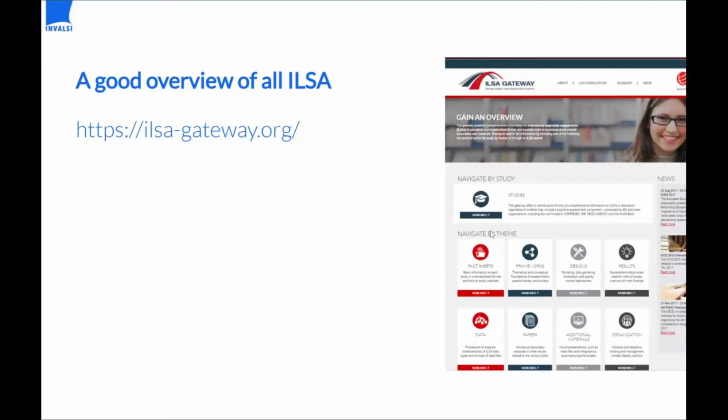Now you can access all the international reports from all the studies from this website. It's going to give you information about the organizations that are running the studies, additional materials, and even papers that are published in peer-reviewed journals using the different data sets. So it's a very good starting point if you are interested in this area.